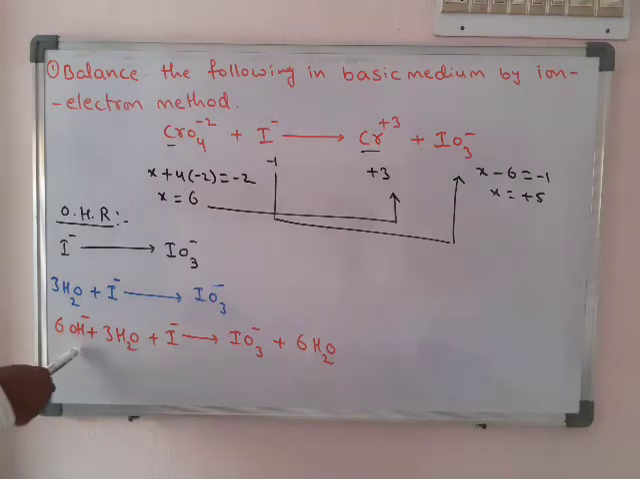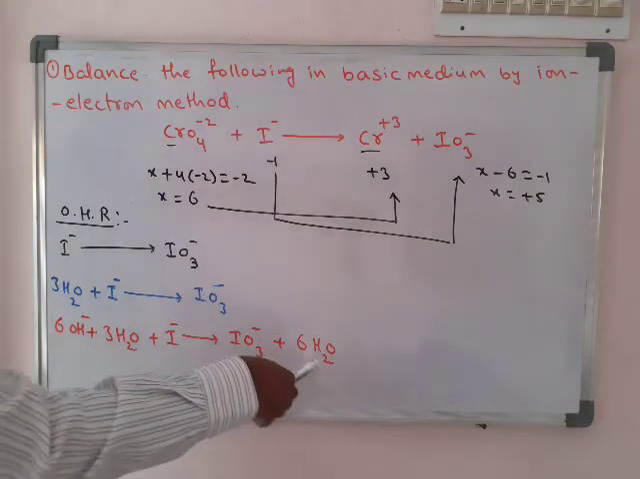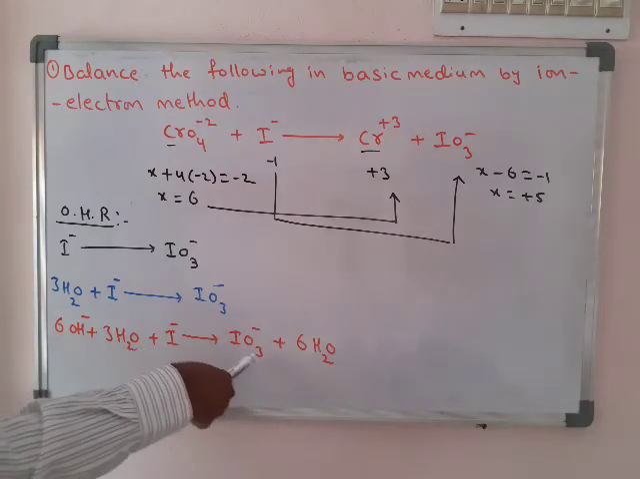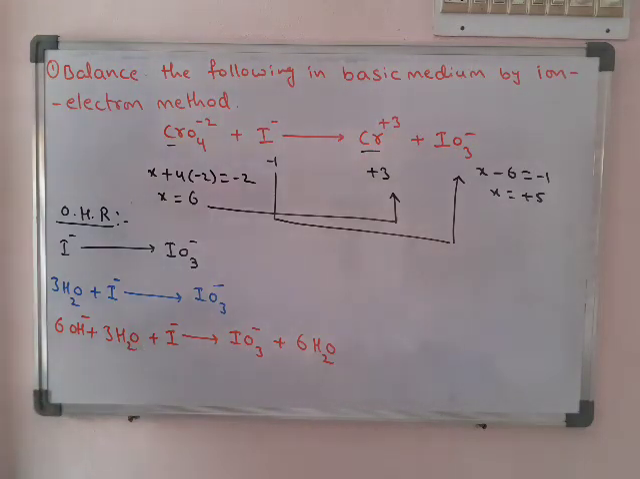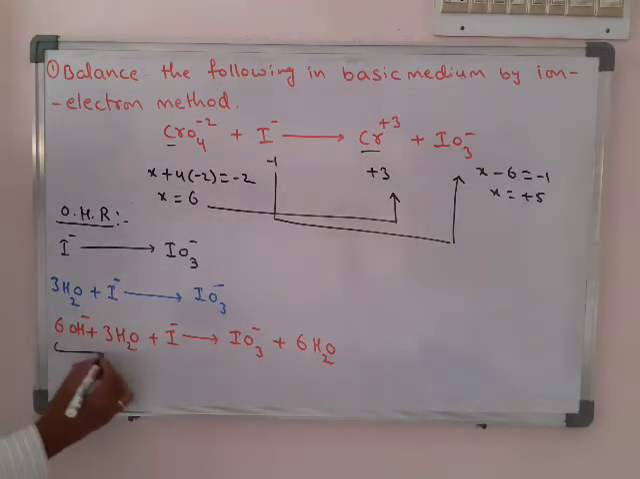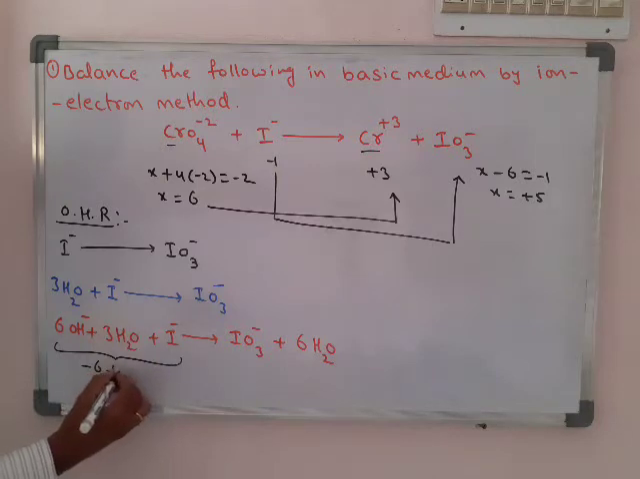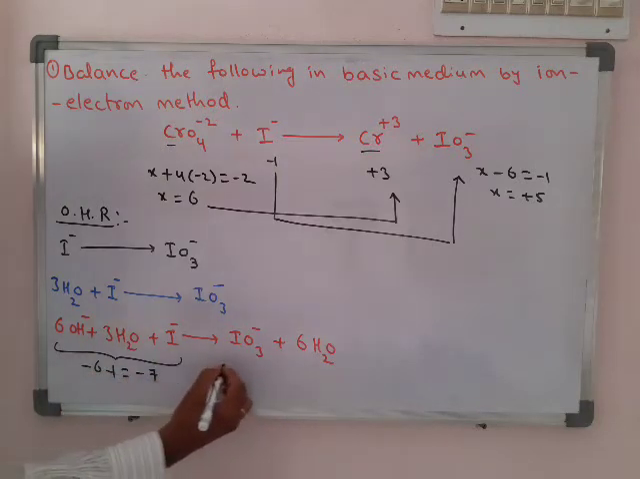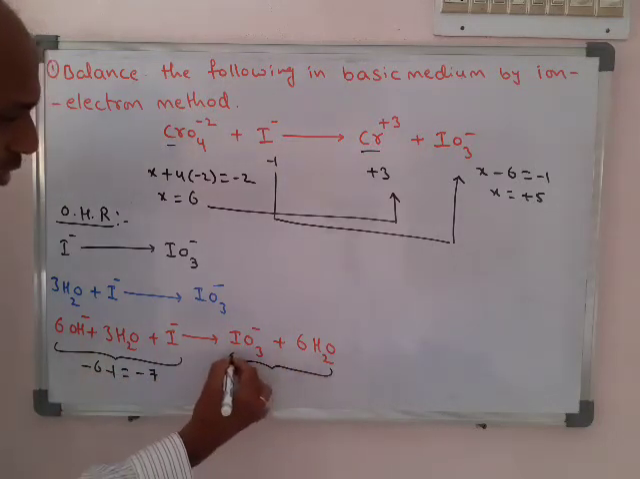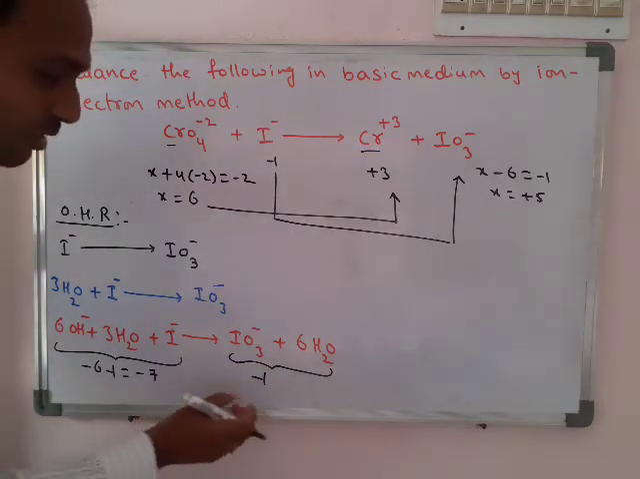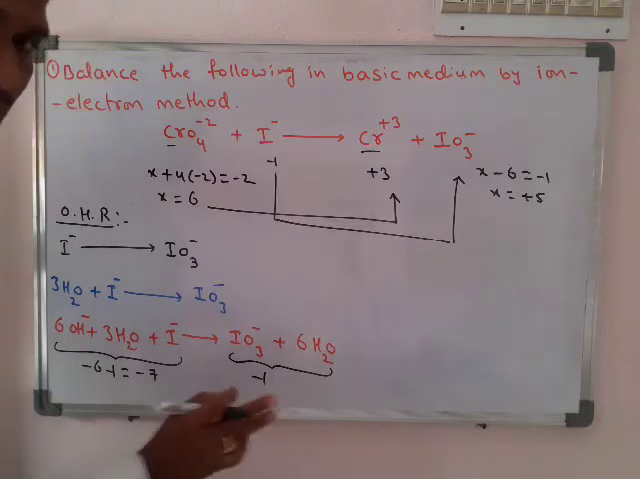Now check it: 12 hydrogens and 12 hydrogens, 1 iodine and 1 iodine, 3 oxygens and 3 oxygens. Now balance the charge. Balancing charge is the same step in acidic and basic medium. The total left side charge is minus 7, and the total right side charge is minus 1. Which is the highest? Numerically, minus 1 is the highest.